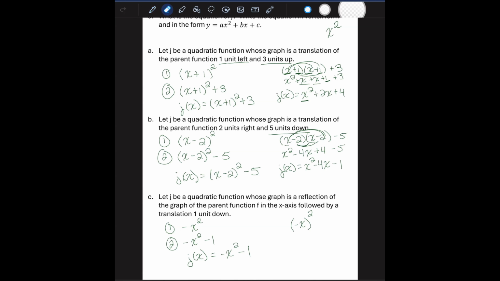And then on this bottom one, it is already written in the format of ax squared plus bx plus c. So we don't have to do anything else with that.